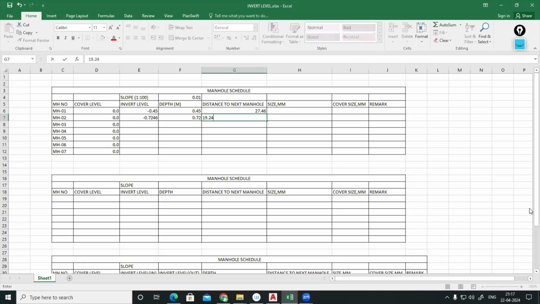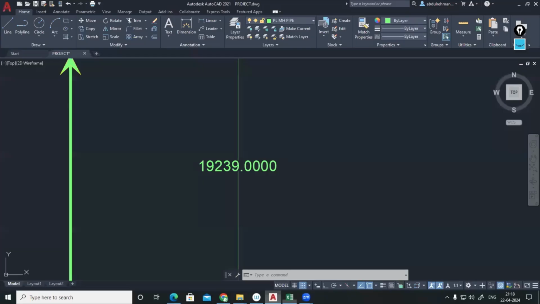19.24. Okay. What about the cover level? Same only, 0, 0 cover level. Invert level will be this value, the manhole number 2 invert level, minus only, that's why I'm taking. It is increasing, so below 0, minus 19.24 into the slope value. How much are we getting? Minus. Now this depth will be cover level minus invert level. You will be getting the depth the same, 0.92.